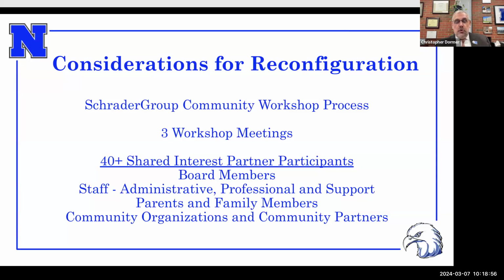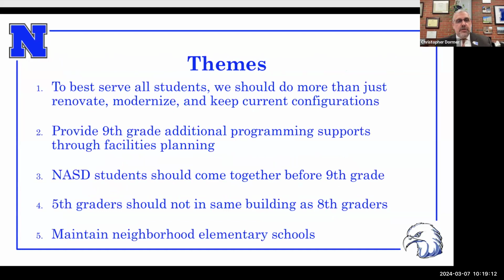We had members of our school board, members of our administrative, professional, and support staff. We had parents and family members and caregivers. We also had community organization and community partner representatives as part of that process. As we went through, there were 5 themes that were important to the participants that went through the workshop process. These themes guided how we looked and considered moving past the current configuration of our 13 schools right now.